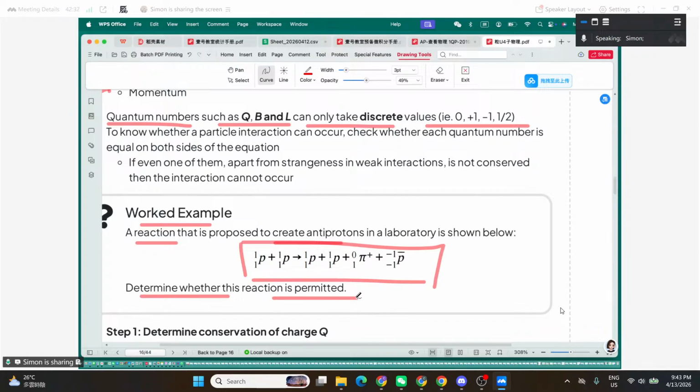How to solve the equation? Which laws do we use? I think baryon and charge. Is there anything else?